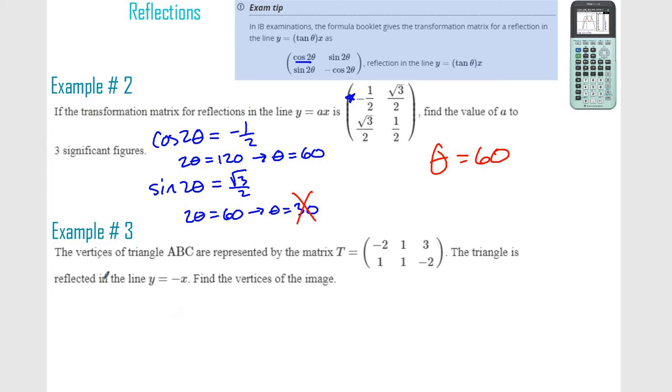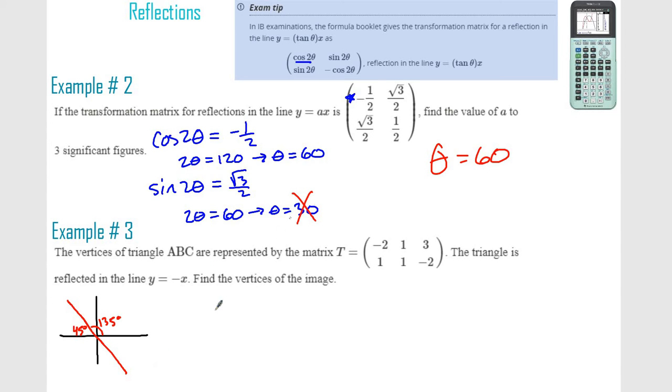Okay. So let's see. The vertices are represented by this. The triangle is reflected in the line y equals negative x. So find the new one. All right, so what are we going to do here? First, we need to figure out the angle. So maybe you need to visualize that line. Well, I guess you don't need to do that. That to me seemed like it would be so much easier, because then you know it's this way. So then you know that this is 45 degrees, and so this is 135.